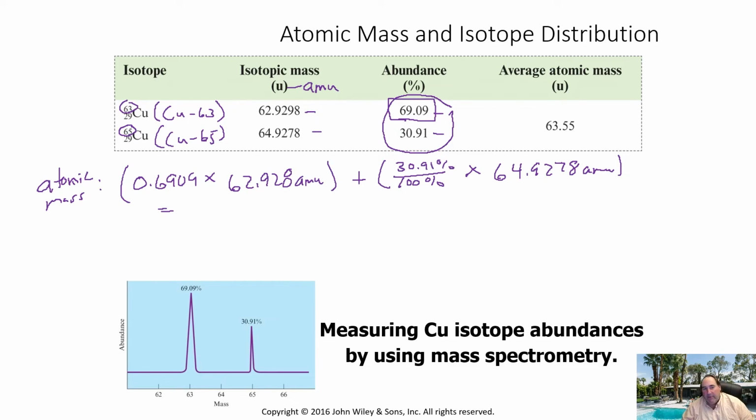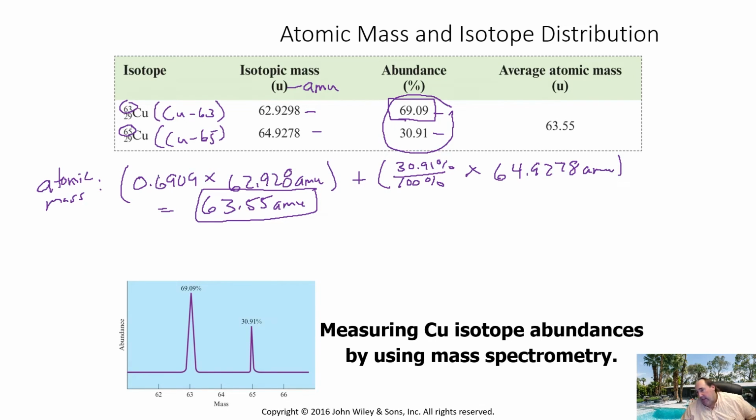And at this point, we'll do our math here. We're going to take 0.6909 times 62.928. We're going to add it to 0.3091 times 64.9278. And that is going to get us 63.55 AMU as our atomic mass.